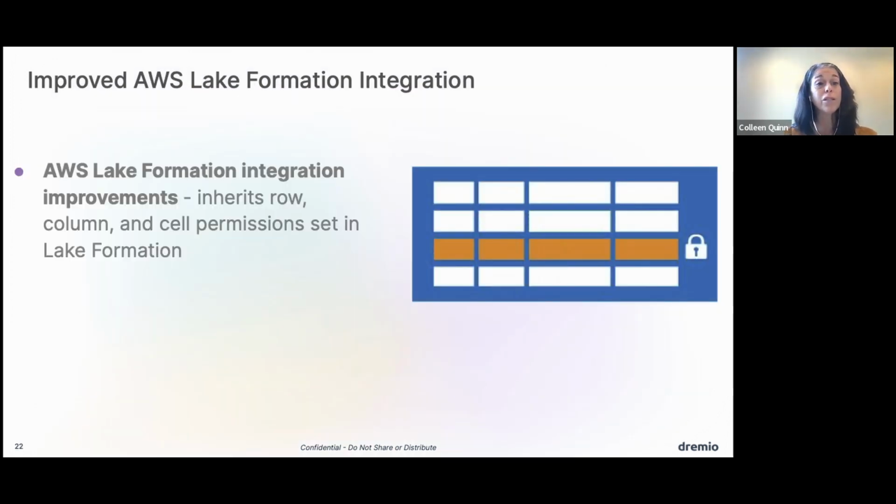Talking about connectors, I also want to just quickly mention our improved AWS Lake Formation integration. If you're familiar, AWS Lake Formation is a centralized permissions management tool in AWS, and it uses the AWS Glue Data Catalog, which is already a connector and integrated into Dremio. But now we've made some integration improvements with Lake Formation so that now Dremio can inherit the really fine-grained access control enabled in Lake Formation. So you can now inherit row, column, and cell permissions set in Lake Formation. So if your company uses Lake Formation, this is a great enhancement.